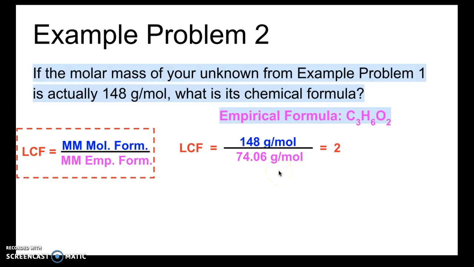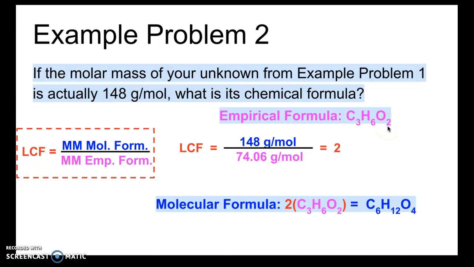Right, once I have that, I take 148 divided by the 74.06, and I get the least common factor is 2. That means I need to multiply all of the subscripts in the empirical formula by 2 to get the molecular formula. Once I do that, I actually have my molecular formula. So here's my work down here, and my molecular formula here is going to be C6H8O6, and once again, I just multiplied each of the subscripts in the empirical formula by 2 to get this answer.